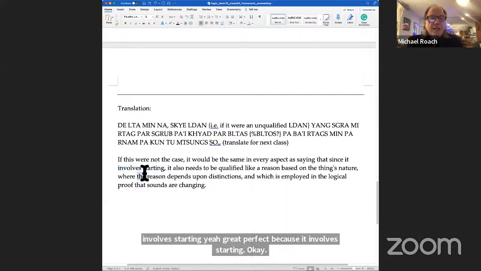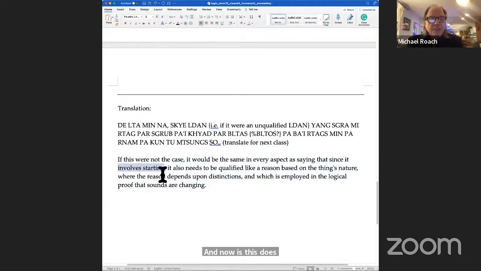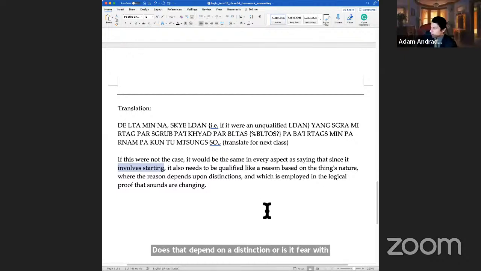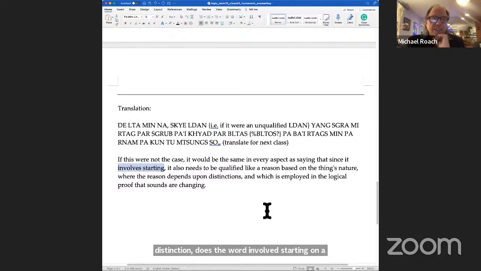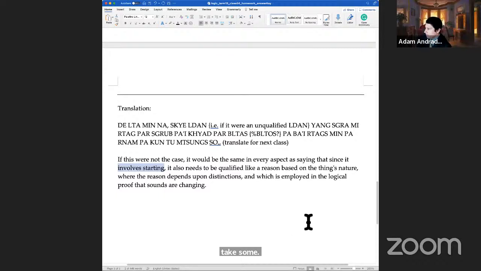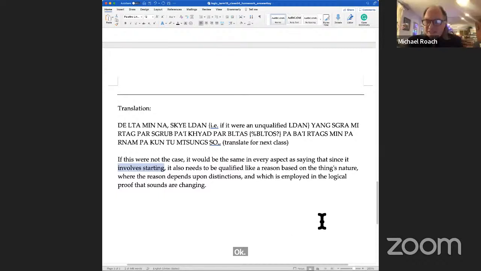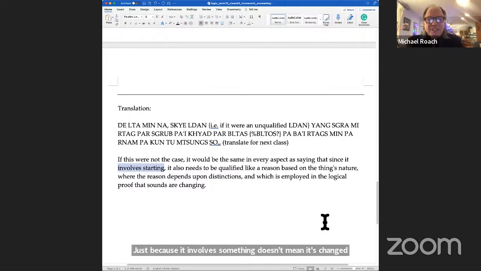And now does this reason, because it involves starting, is that giving a feature? Does that depend on a distinction, or is it free of a distinction? It depends on a distinction. Yeah, and what he wants to say is the distinction is the starting part. So I'll give you the opposite: take sound, it's changing because it involves something. That's a bad reason, right? Just because it involves something doesn't mean it's changing. So you have to qualify what's involved.